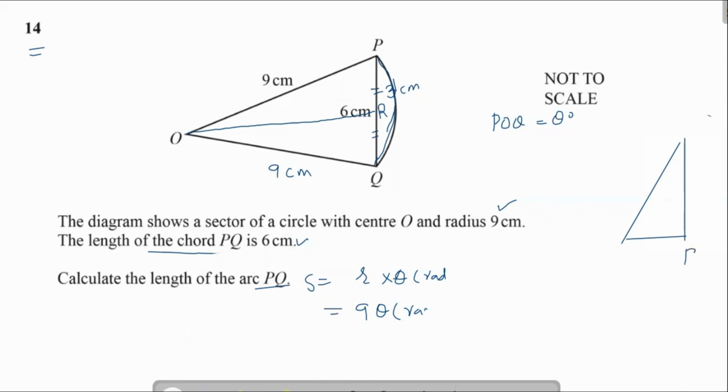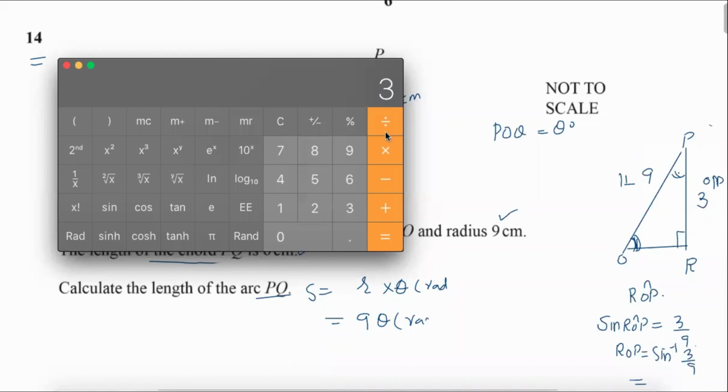Now this is R, and this is O and P. OP is 9 centimeters and PR is 3 centimeters. We have to find the angle. Now we can calculate this angle that is equal to ROP. Now you see here, this is the opposite side of the right angle triangle, and this is the hypotenuse. We take the trigonometric ratio, sine ROP will be equal to 3/9, opposite over hypotenuse, and therefore ROP will be equal to sine inverse 3/9. You see here, 3 divided by 9 is equal to 0.33.